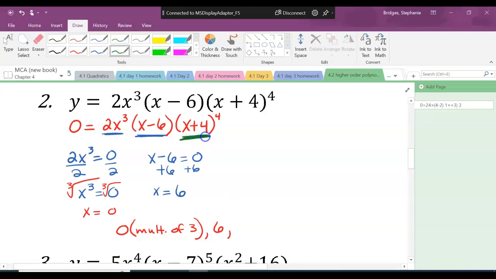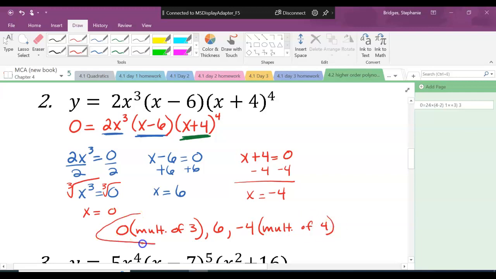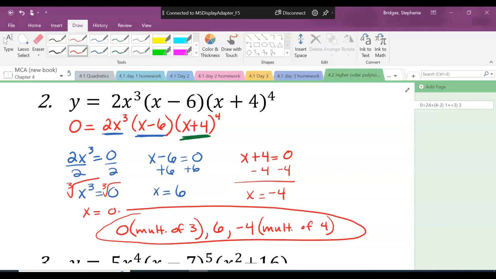And then we're going to do this x plus 4. But when I finish that one, how many times is that answer going to occur? 4 times. Okay, so we'll set x plus 4 equal to 0. We'll solve it for x. And because of that exponent of 4 on the outside of that, we're going to write a multiplicity of 4. Okay, so I have to have the 0 with the multiplicity of 3. I have to have the 6, and then I have to have that negative 4 with a multiplicity of 4.